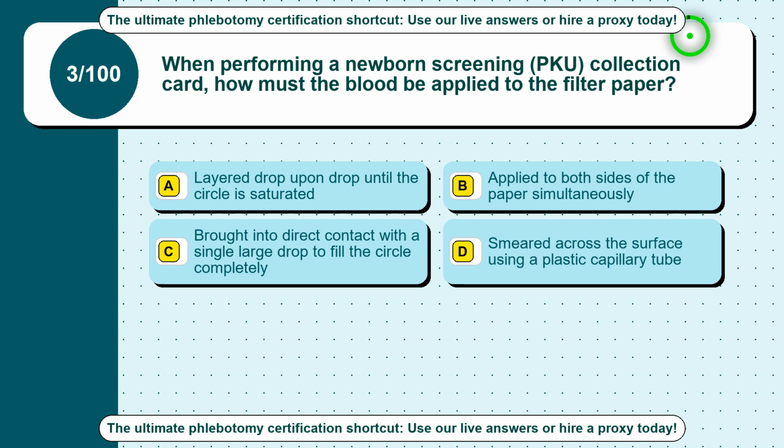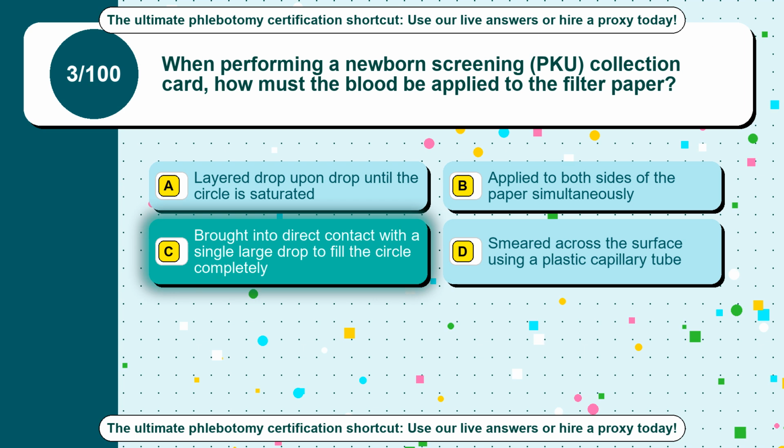Question 3. When performing a newborn screening, PKU, collection card, how must the blood be applied to the filter paper? Option A. Layered drop upon drop until the circle is saturated. Option B. Applied to both sides of the paper simultaneously. Option C. Brought into direct contact with a single large drop to fill the circle completely. Option D. Smeared across the surface using a plastic capillary tube.